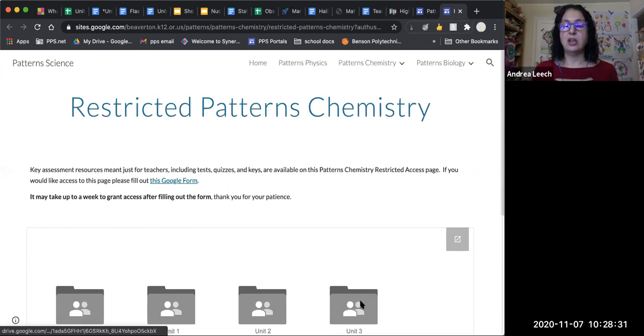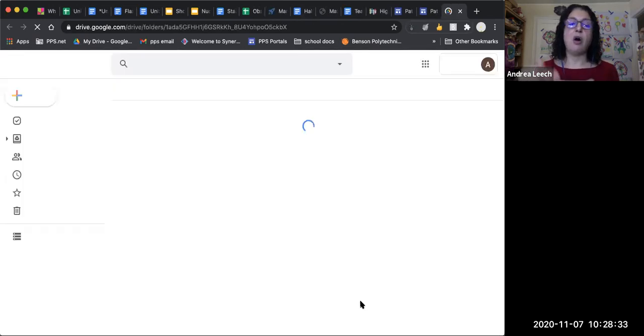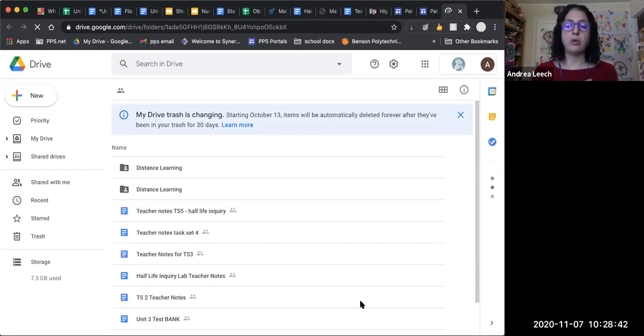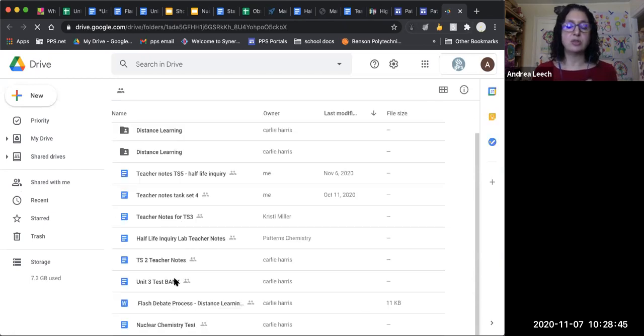And in there is going to be all of the keys to things, the answers for some of the problem sets. You're also going to get some test bank questions so you can model what a test might look like. So here's the Unit 3 test bank.